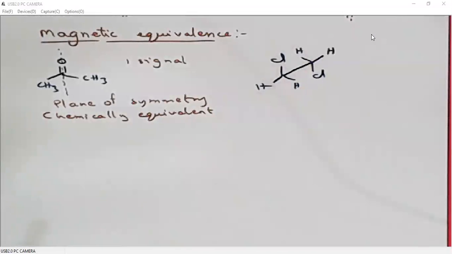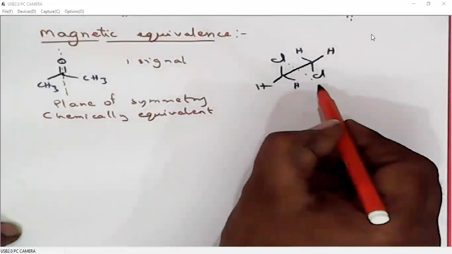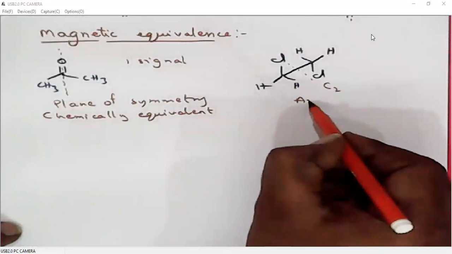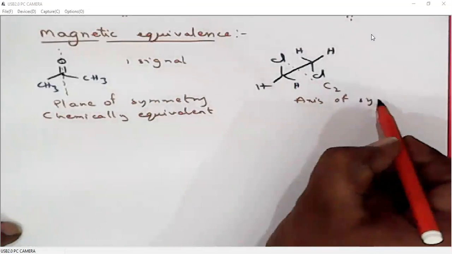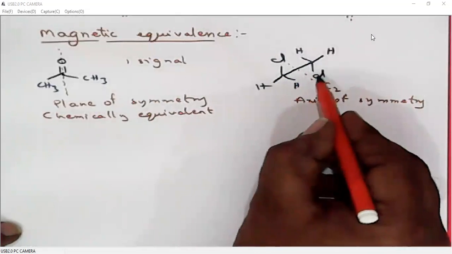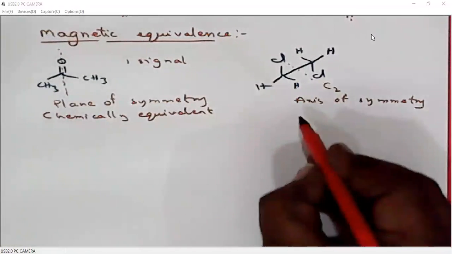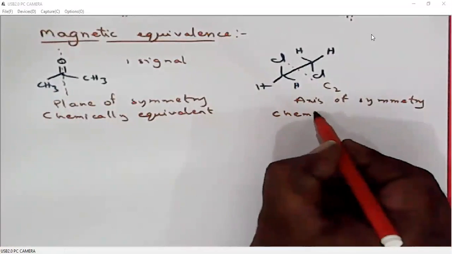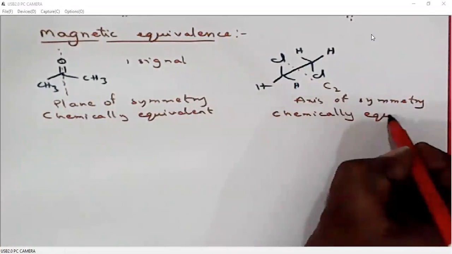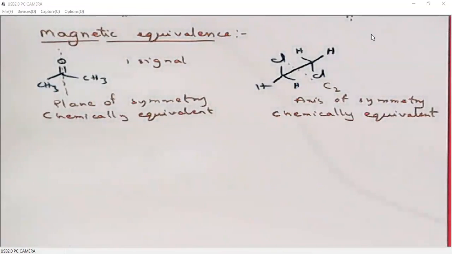Now look at this molecule, Sawhorse projection, anti. We can go for an axis of symmetry, C2 axis of symmetry. When we do the axis of symmetry, this chlorine will occupy this place, this chlorine will occupy this place. So when we have an axis of symmetry, then also we will say these two are chemically equivalent.